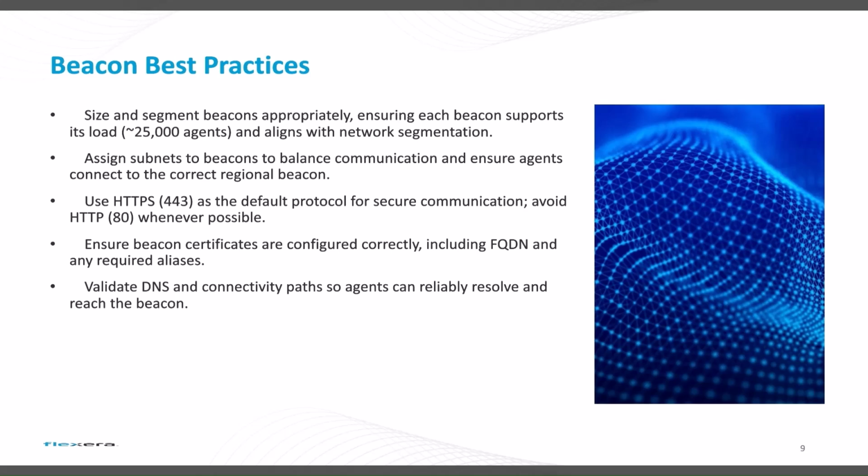Always use HTTPS over port 443 for beacon communication, as it provides secure encrypted traffic. Avoid HTTP on port 80 whenever possible since it is not secure. Ensure beacon certificates are configured correctly, including the full FQDN and any required aliases, so agents can validate the HTTPS connection without errors. Finally, routinely validate DNS and network connectivity to ensure agents can reliably resolve and reach the beacon across your environment.